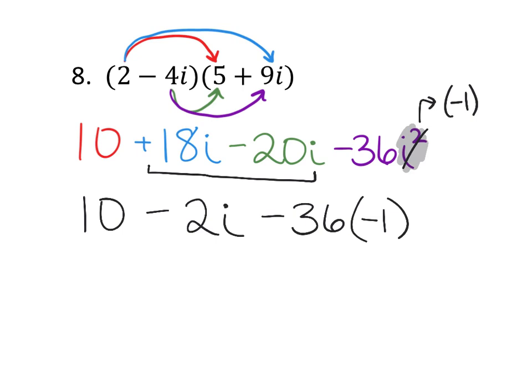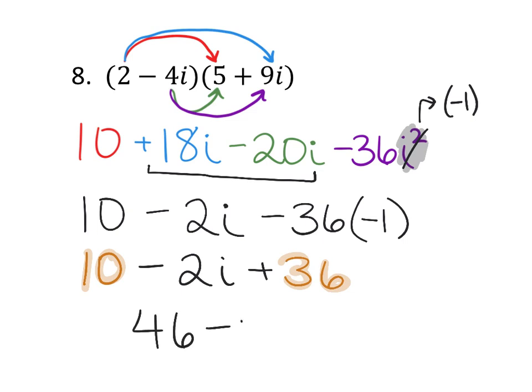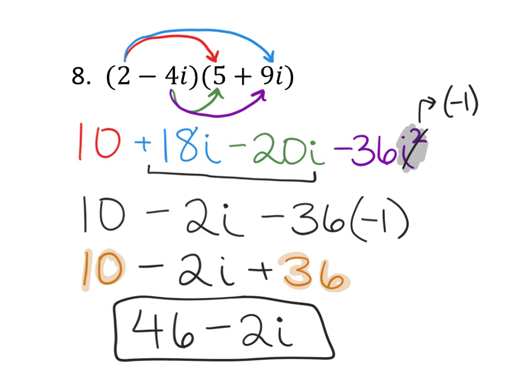And I heard it already. If we're multiplying a negative times a negative, that makes the 36 positive. And since I know I'm dealing with complex numbers, I can't have 3 parts to a complex number. I'm going to add the 2 real parts together. The 10 and this 36 should be added together. What should we get as our final answer here? 46 minus 2i, with a real part of 46 and an imaginary part of negative 2.